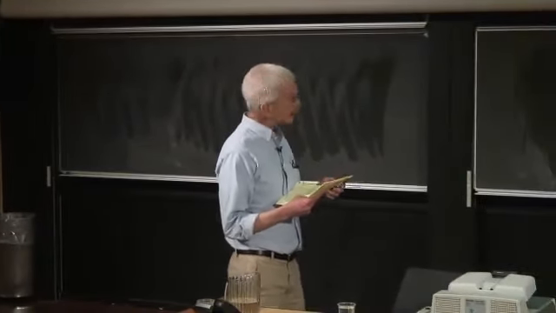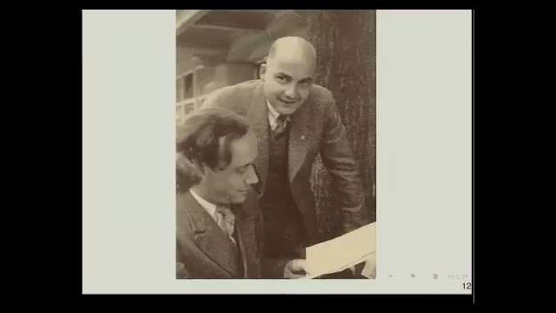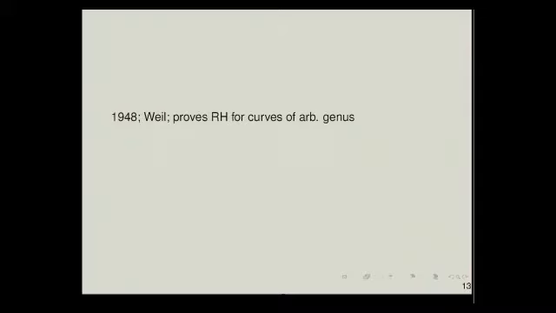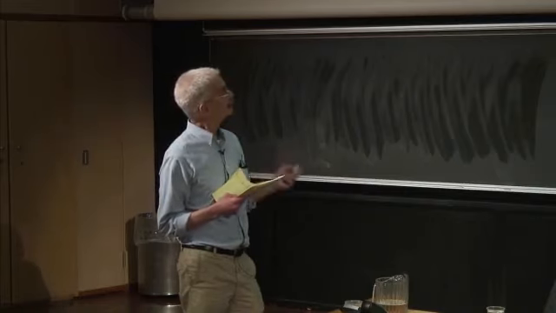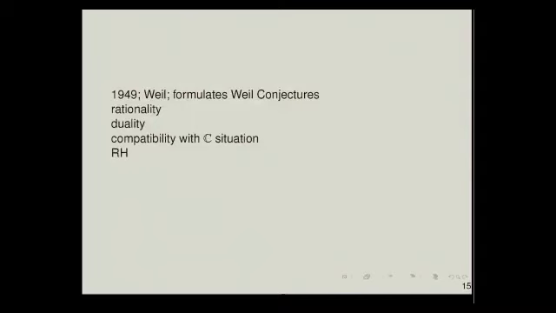Okay, so the next thing that happens, and here's Hasse talking to Artin, if you wondered what these people look like. So then in 1948, Weil proves the Riemann hypothesis for curves of arbitrary genus. And here's André Weil as a young man. And he formulates the Weil conjectures.